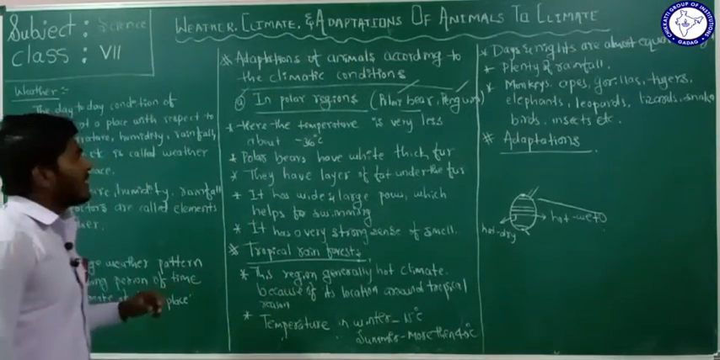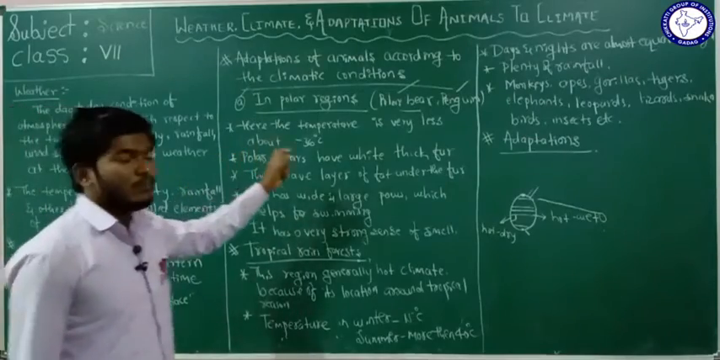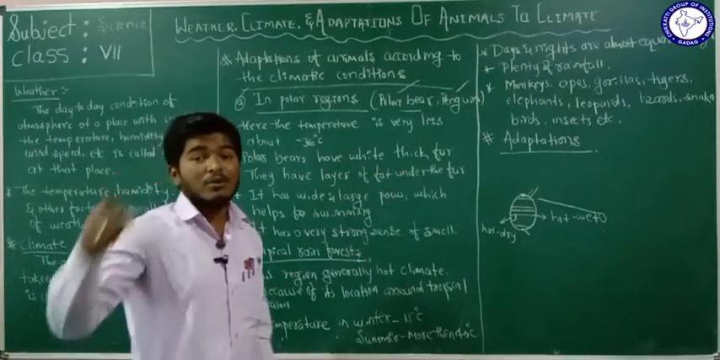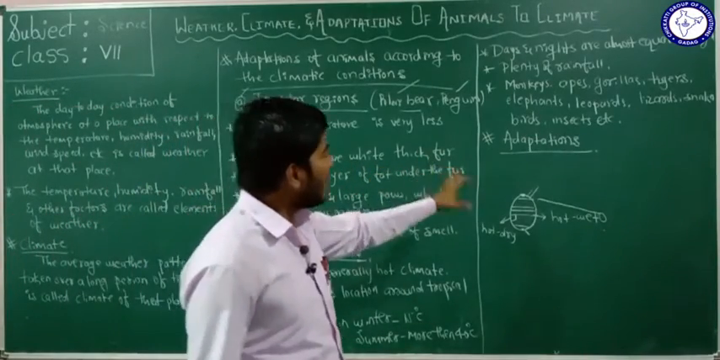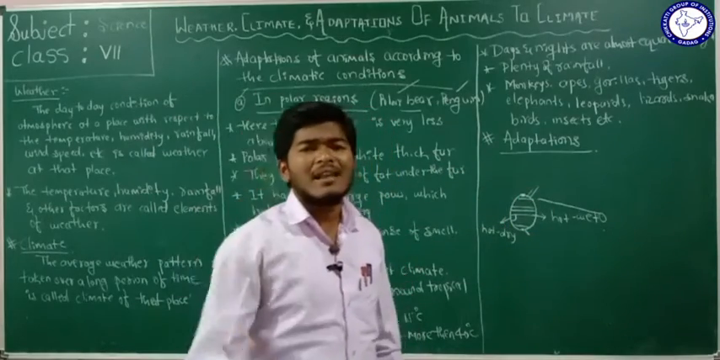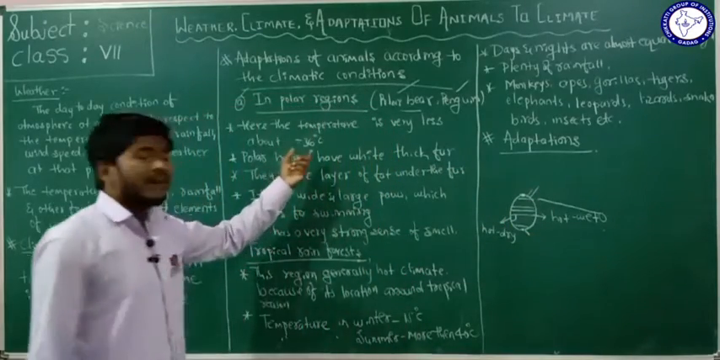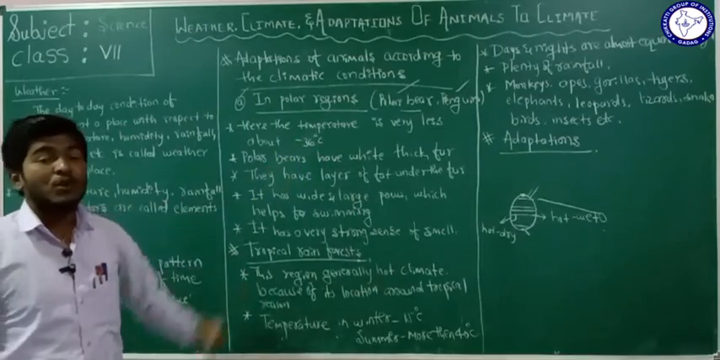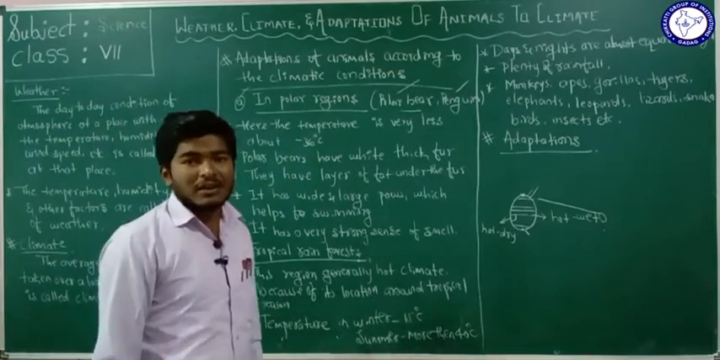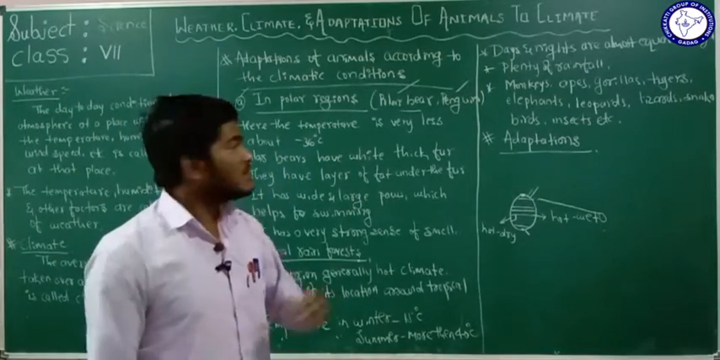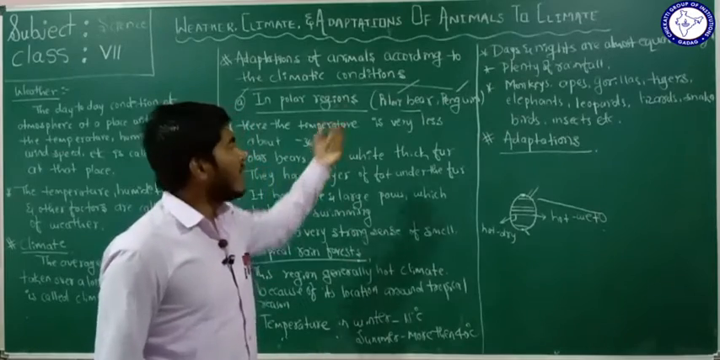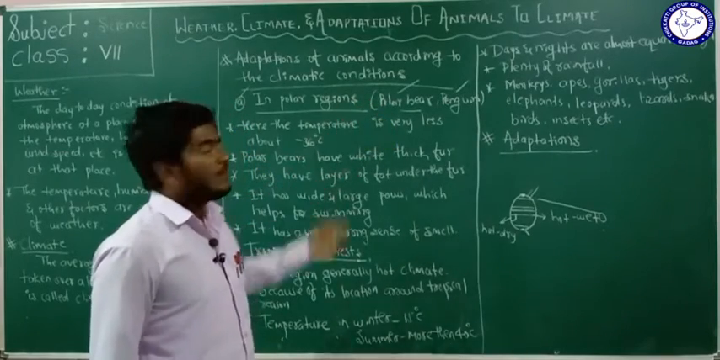Here the temperature is very low, about minus 36 degrees Celsius. You have to remember that the temperature in the polar region is only about minus 36 degrees Celsius. So to live in such conditions, what adaptations are made by the penguins or the polar bears will be studied now.